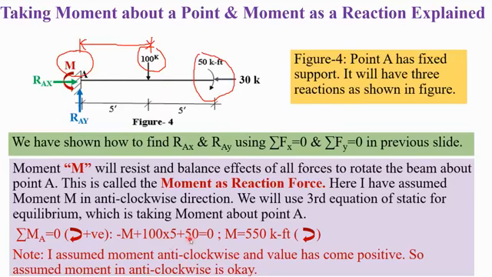So plus 100 into 5, and the 50 kip moment. It is a clockwise 50 kip moment. So M becomes 550 kip feet anti-clockwise. Why anti-clockwise? Because I have assumed it is anti-clockwise and the result has come positive. So it is anti-clockwise. So I believe we have understood this.